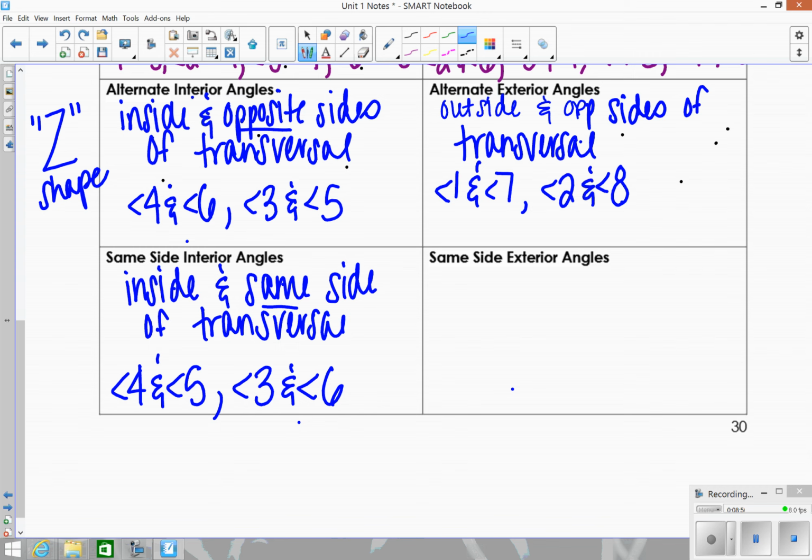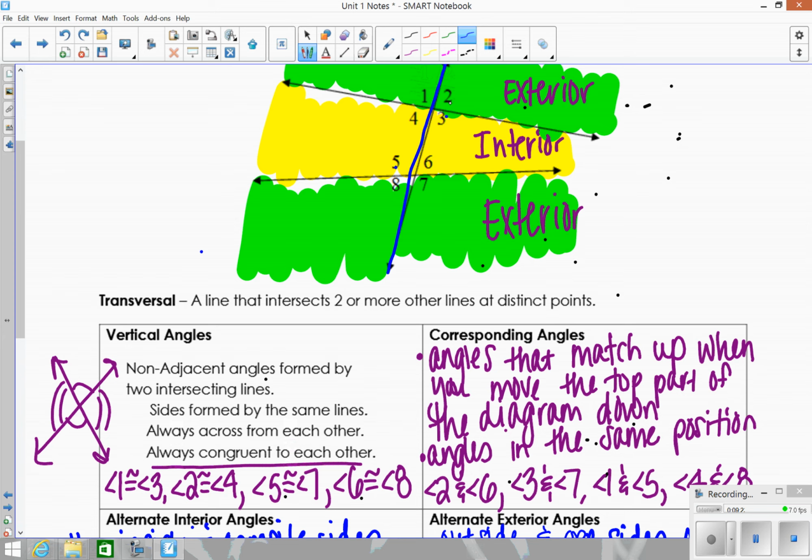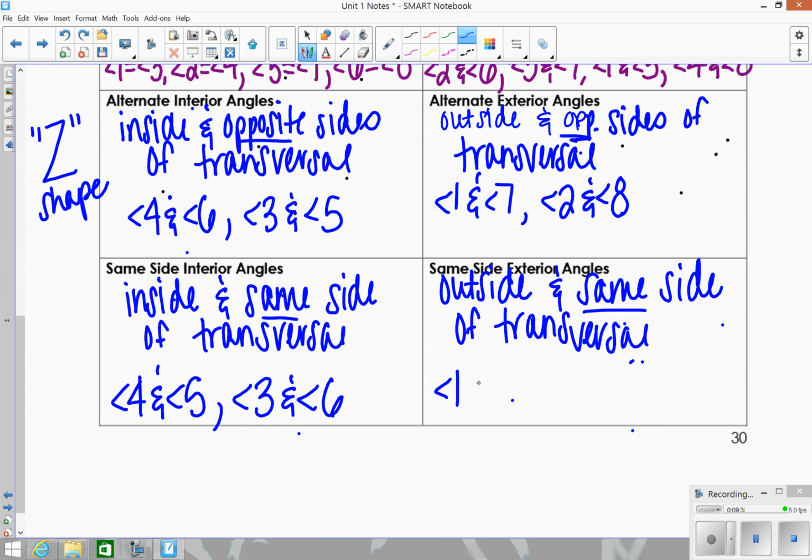And then the last one, same side exterior, well, they're going to be on the outside because they're exterior. And then they're going to be on the same side. So very similar to alternate exterior, but instead of being on opposite sides of the transversal, they're going to be on the same side. So if we look at our picture, exterior, so in the green, 2 and 7 are on the same side of the blue line, the transversal, and then 1 and 8 are on the same side and both in the exterior. So we have 1 and 8, and then 2 and 7.